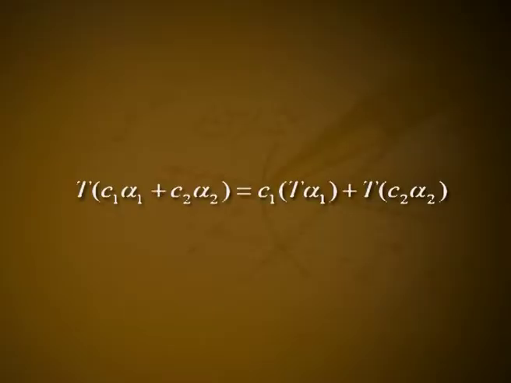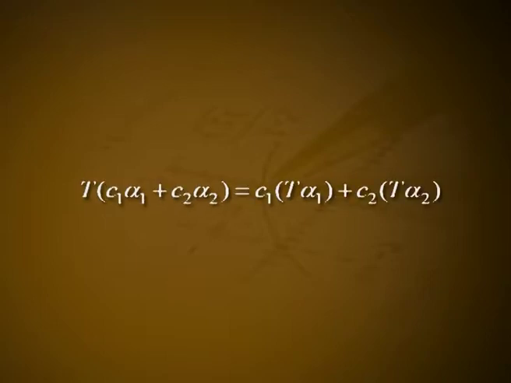Proof: since T is a linear transformation, T of C1 alpha 1 plus C2 alpha 2 equal to C1 into T of alpha 1 plus T of C2 alpha 2. Again, since T is a linear transformation, T of C2 alpha 2 is equal to C2 into T of alpha 2. Hence, T of C1 into alpha 1 plus C2 into alpha 2 equal to C1 into T of alpha 1 plus C2 into T of alpha 2. Now, applying mathematical induction on n, we obtain the result.